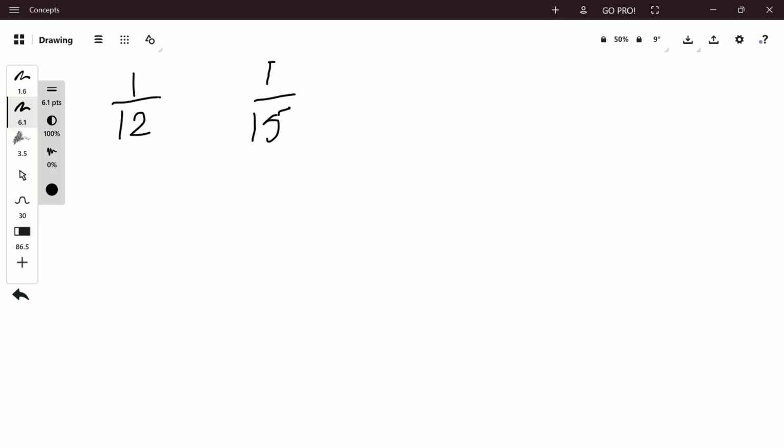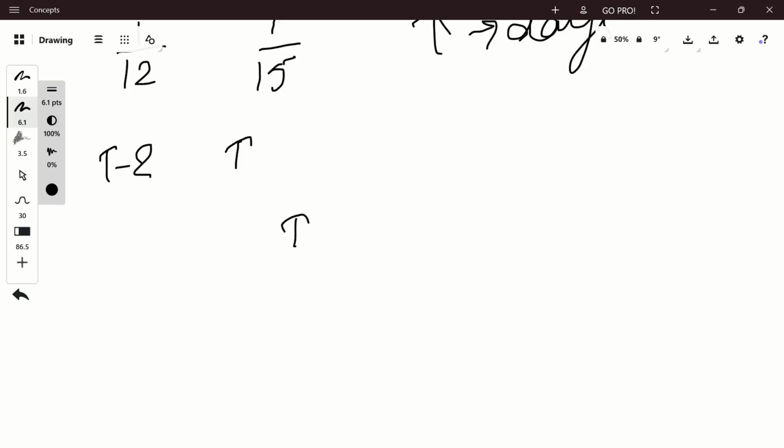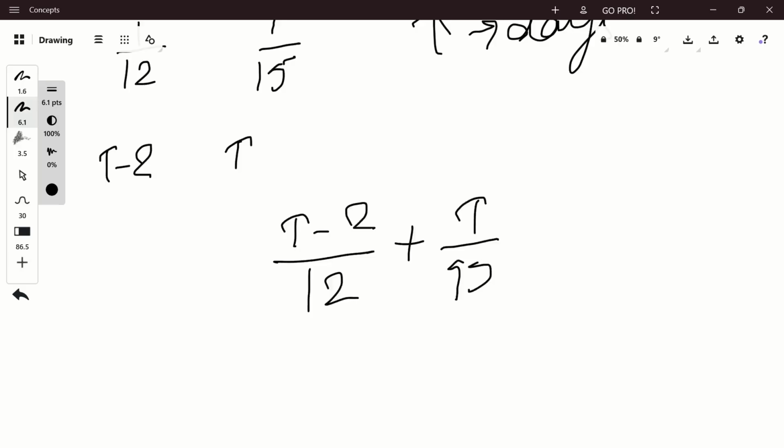Let T be the total time in days the work was finished. A worked for T minus 2 days and B worked for T days. The total work done is 1. That is, (T minus 2) upon 12 plus T upon 15 is equal to 1.